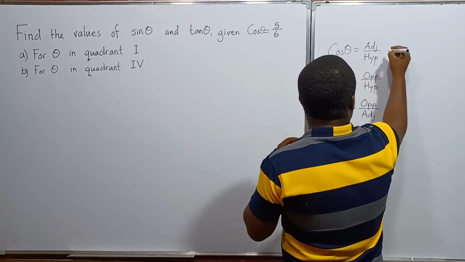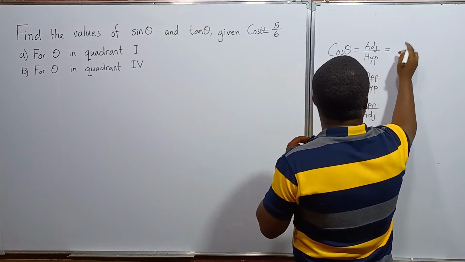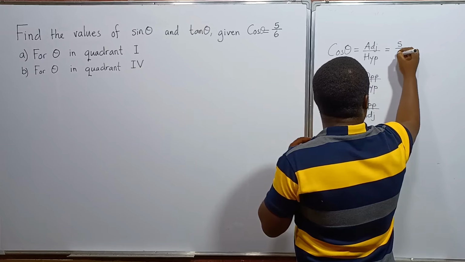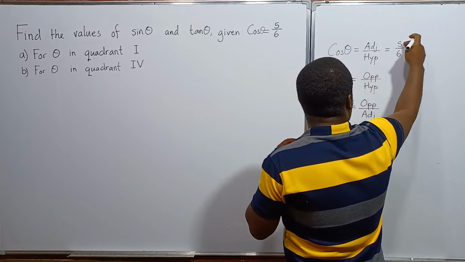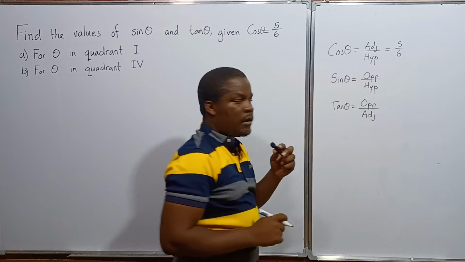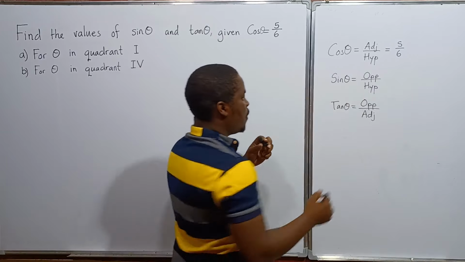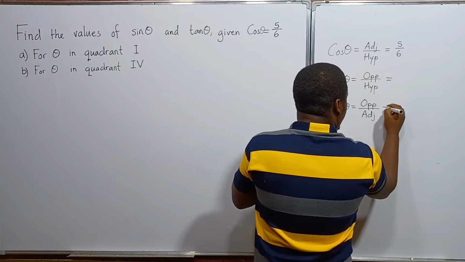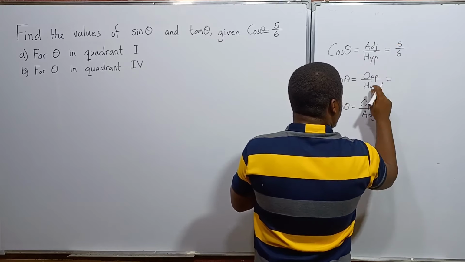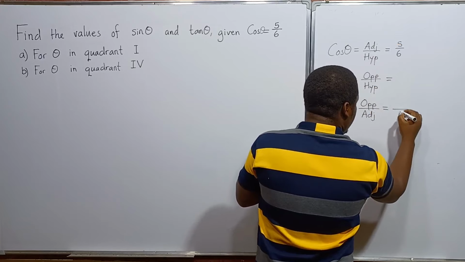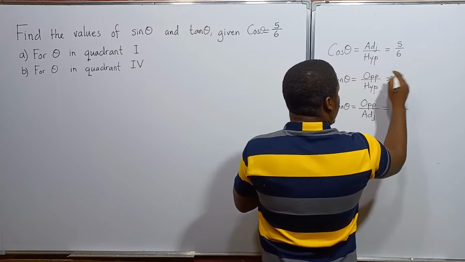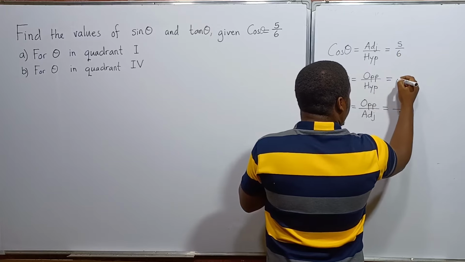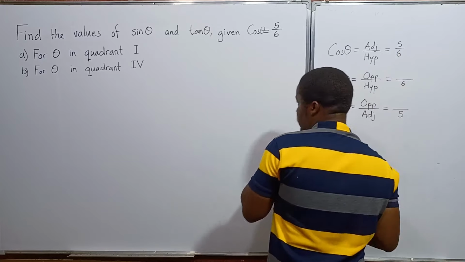Now, since we have cos, this simply means that cos is 5/6. So because of this, our adjacent is 5 and our hypotenuse is 6. So what we need is the opposite. Adjacent is 5, so you can already put the 5 in advance. The hypotenuse is 6, so we will put the 6 like that.